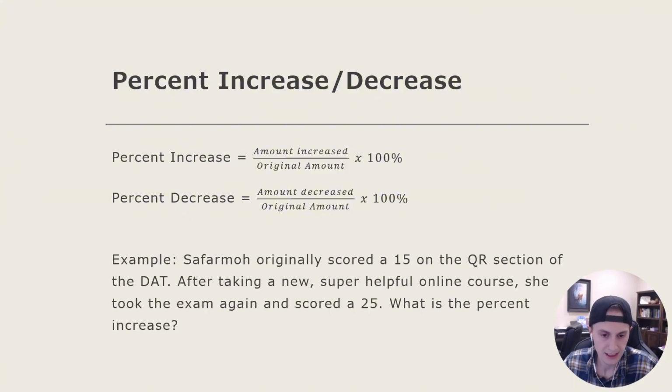So here's an example question for you. Safarmo originally scored a 15 on the QR section of the DAT. After taking a new super helpful online course, she took the exam again and scored a 25. What is the percent increase?